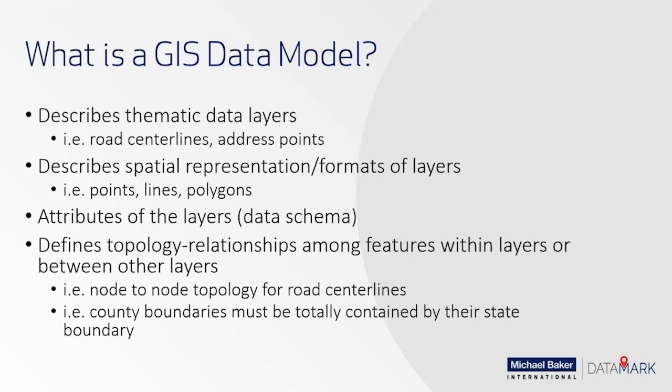Okay, so in this circumstance, we're talking about NG911. The state data model defines the layers that are required. For example, road center lines, address points, PSAP boundary, discrepancy agency boundary, ESBs for fire, law and EMS, ESZs. Those are all layers that are defined and required by the state's GIS data model to make NG911 function.